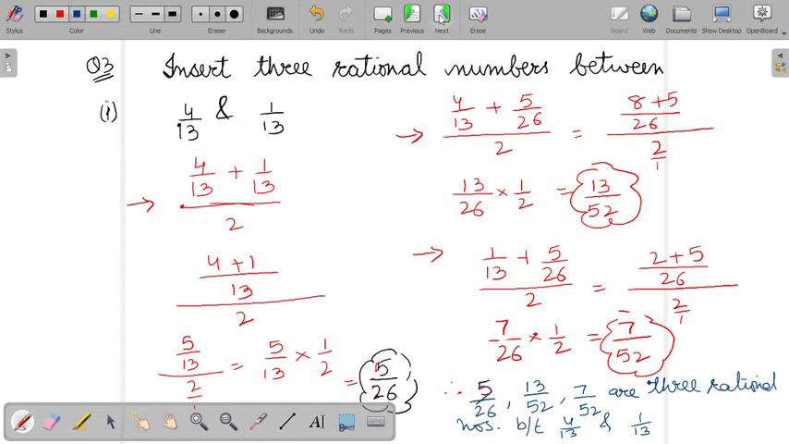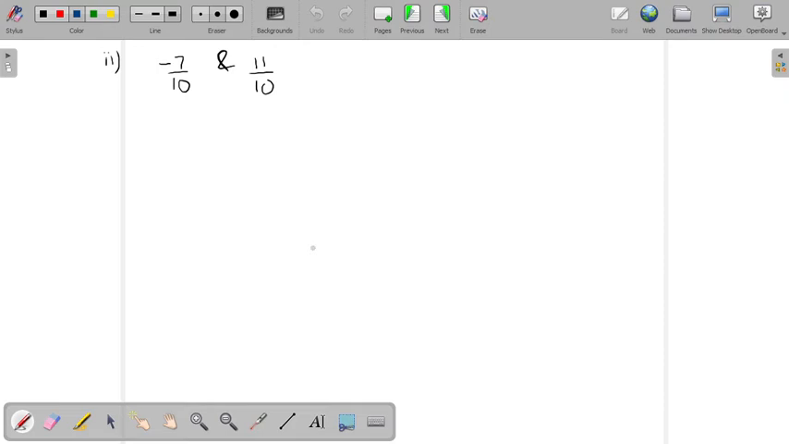Now next part, again you have to find three rational numbers. So let's go to the question and the steps directly. So add them together and divide it by 2. Take its LCM, so it will be minus 7 plus 11, divide and multiply upon 2. Now next step, solve it.